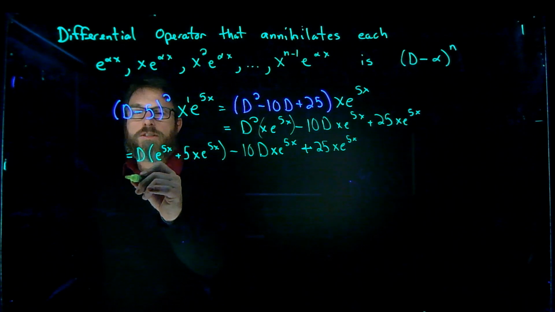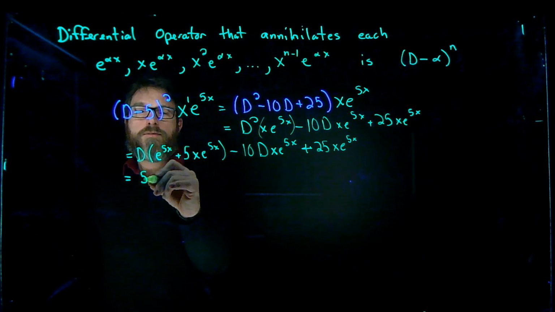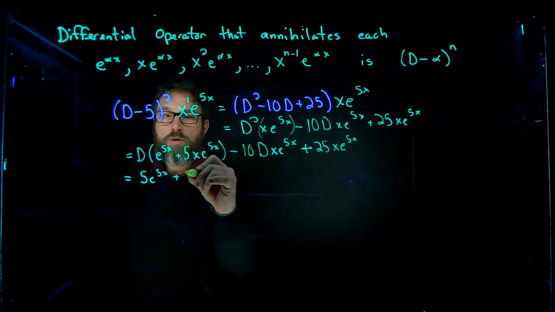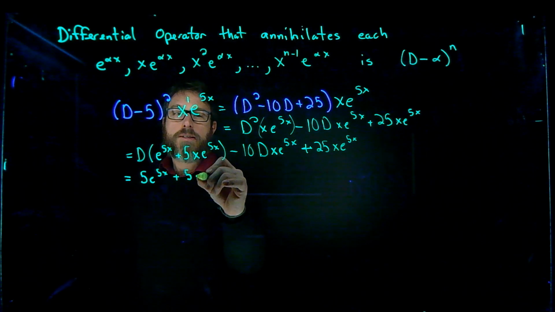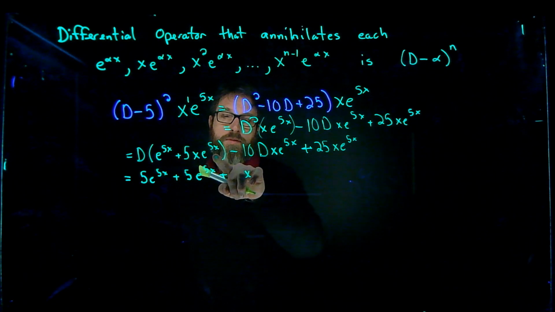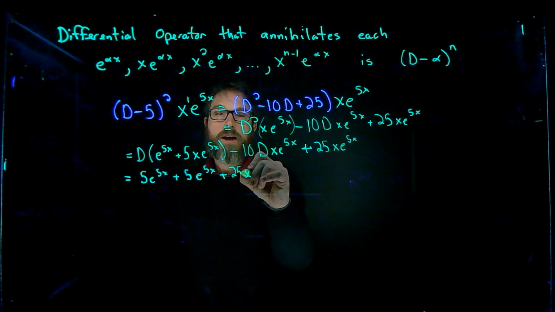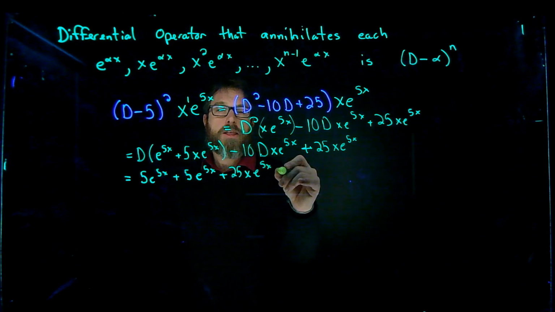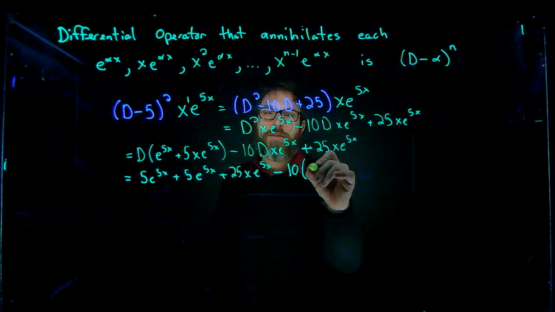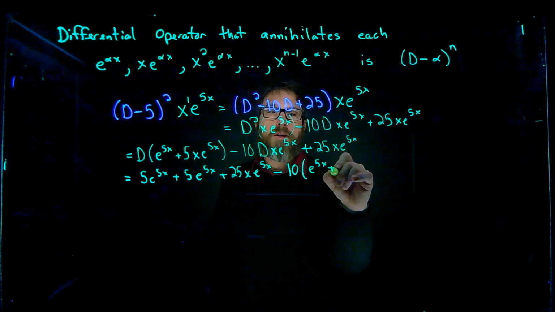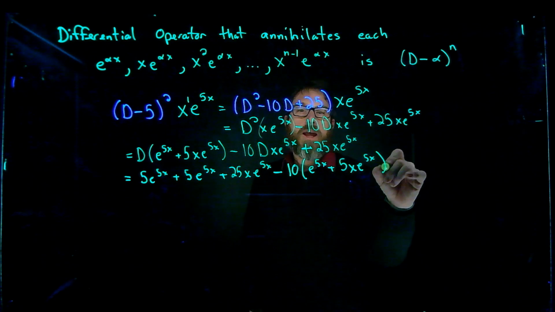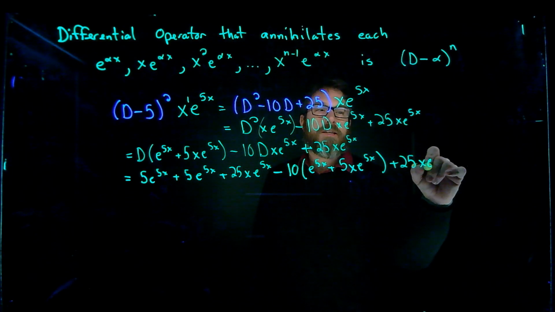Now the derivative of e to the 5x is 5e to the 5x. The derivative of this is, again, another product rule: derivative of the first times the second, plus the first, which is going to be 5x, times the derivative of the second, so 5 times 5 will be 25e to the 5x. And then finally we have minus 10 times the derivative of this, again a product rule: derivative of the first, which is 1, times the second, plus the first times the derivative of the second. And then finally plus our 25x e to the 5x.